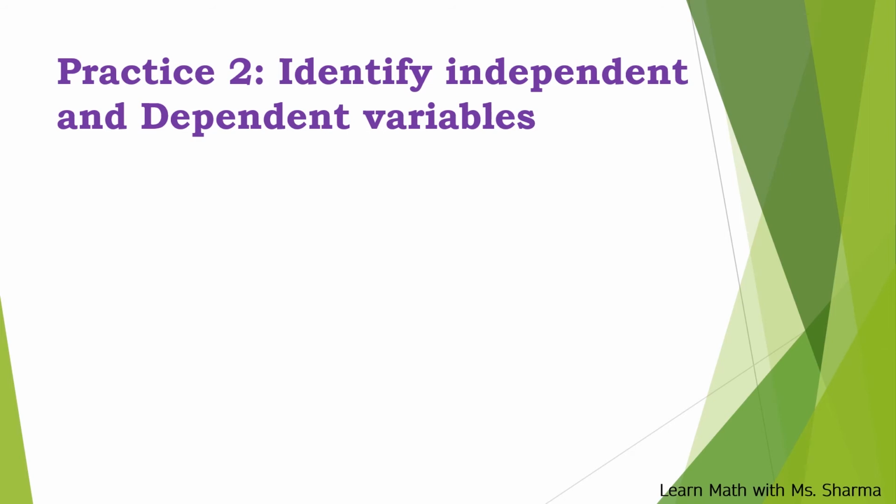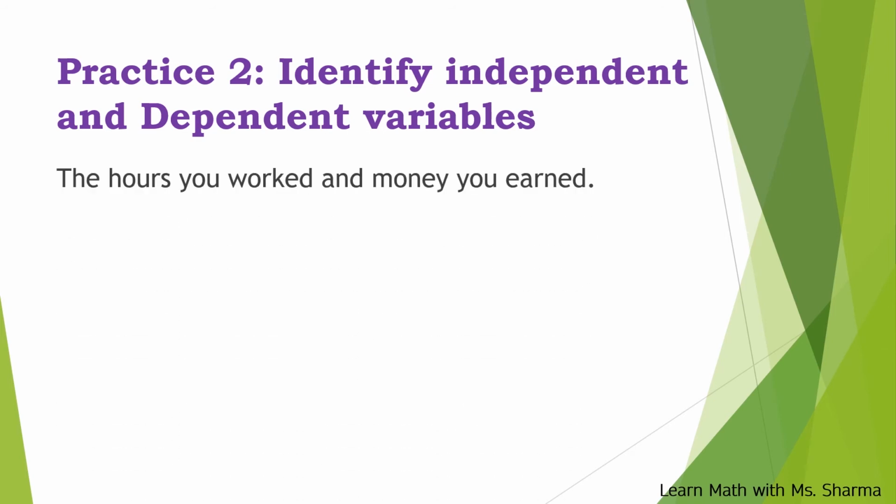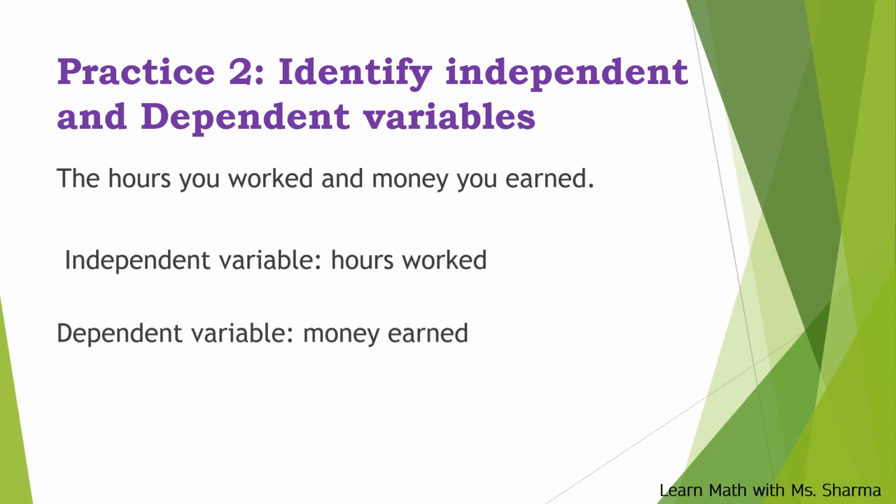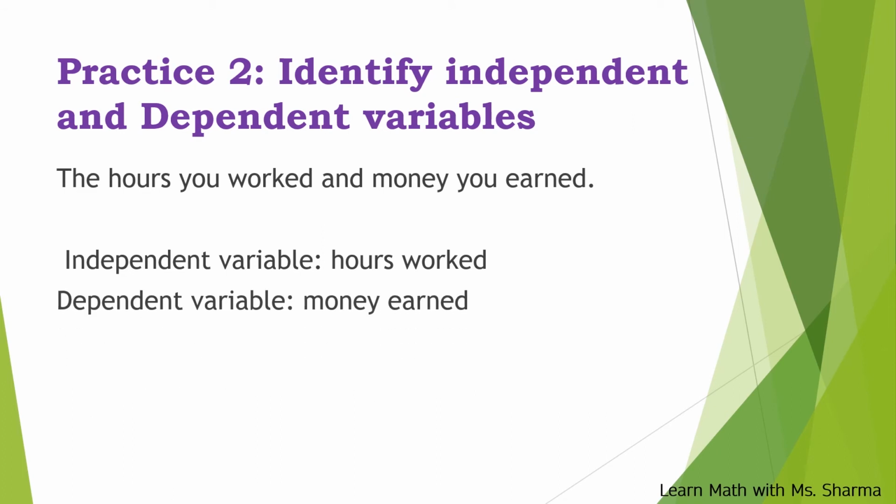Practice 2. Identify independent and dependent variables. The hours you worked and money you earned. Hours worked, money earned. The independent variable is hours worked. The dependent variable is money earned. Suppose your hourly rate is $13. So if you worked 1 hour, you earn $13. If you work 2 hours, you earn $26. The more hours you work, the more money you make. So hours worked is independent. Money earned is dependent on the number of hours worked.